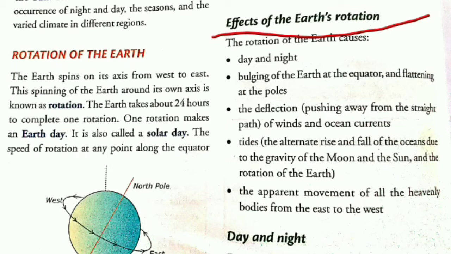Then the alternate rise and fall of the ocean tides are also due to the gravity of the moon. We have heard that there are tides in oceans and there are ocean currents. All these ocean tides and currents are due to the gravity of the moon, the sun, and due to the earth's rotation. Also, it is apparent that all the heavenly bodies move from east to west. It only seems that way, because of the rotation of the earth.